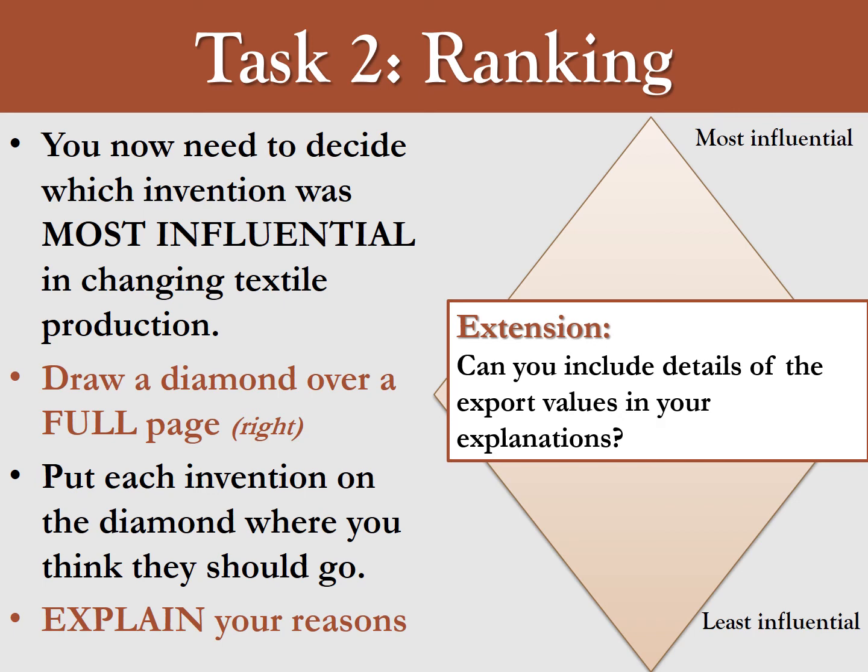And following on from that last little review point, we now need to start thinking about ranking these machines. So you now need to think about and decide which invention you think was the most important or the most influential in changing textile production. And we're going to do this as a diamond ranking activity. So you'll need to draw a diamond, taking up quite a bit of room. If you're doing it in your book, take up a full page. You need to place each invention in the diamond where you think it should go. So for example, the most influential at the top, the least influential at the bottom. There's some room in the middle if you're not entirely sure whether one is better than the other.